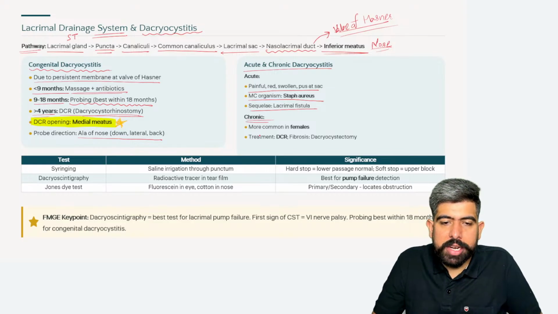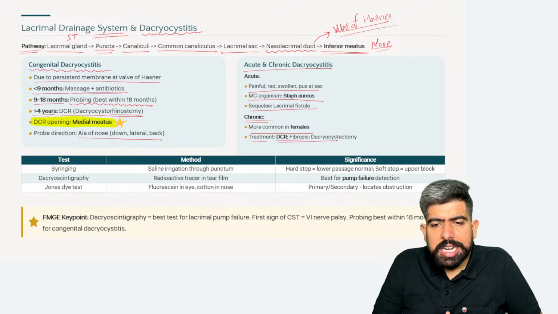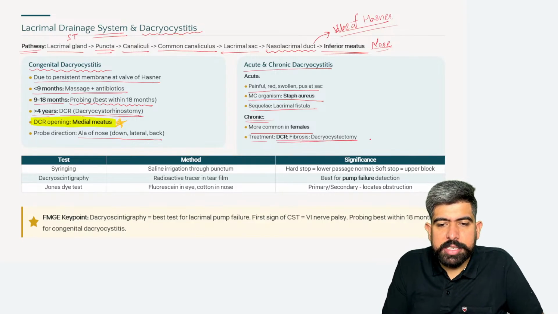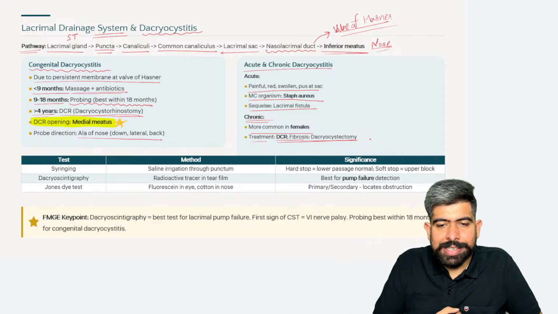What will be done in the chronic? In chronic dacryocystitis, it is more commonly seen in females, and the treatment should be DCR, dacryocystorhinostomy. Is it clear? Now, if there is fibrosis also, then also we do the DCR. Is it clear?